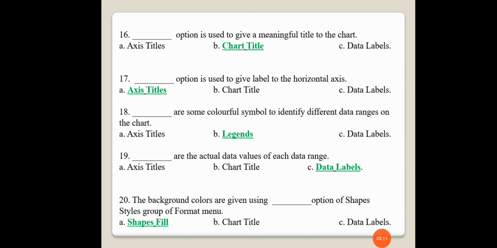19th, dash are actual data values of each data range. Option A axis titles, B chart title, C data labels. So answer is data labels. 21, the background color is given using dash option of the shape styles group of the format menu. Options are A shape fill, B chart title, C data labels. So answer is shape fill.